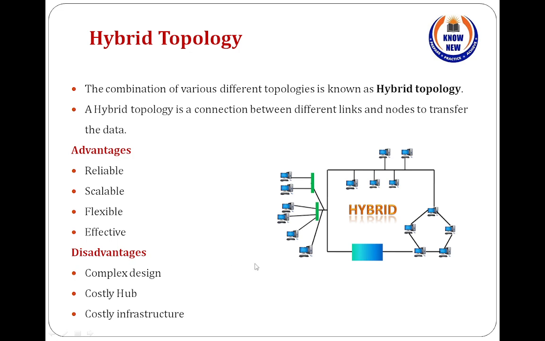The advantage is that it is reliable, scalable, flexible and effective, because any number of nodes can be included. Since all three topologies have been combined together, we can achieve the maximum level of reliable packet transmission. And the disadvantages are complex design, a costly hub we need to establish, and costly infrastructure. So that is the hybrid topology, its main operating principles, advantages and disadvantages.